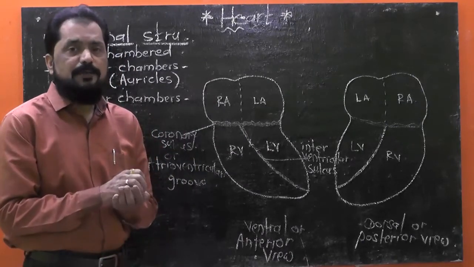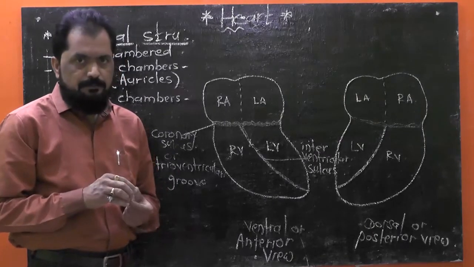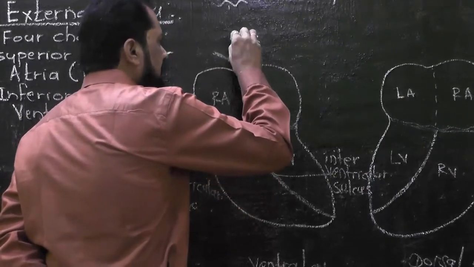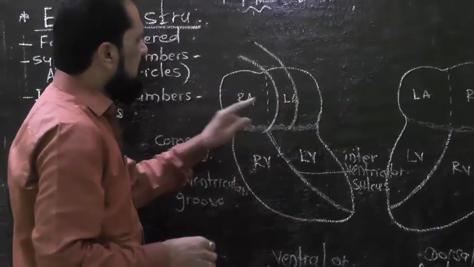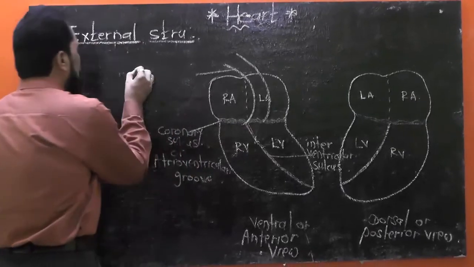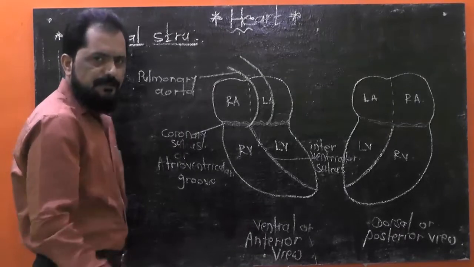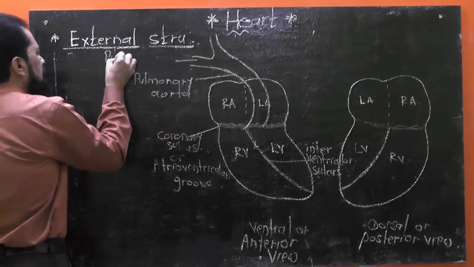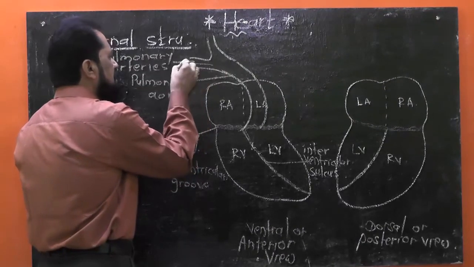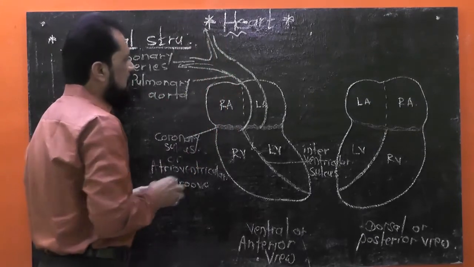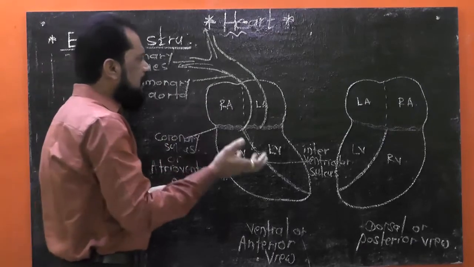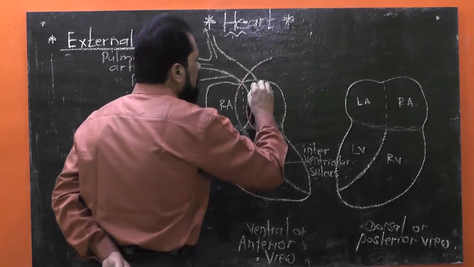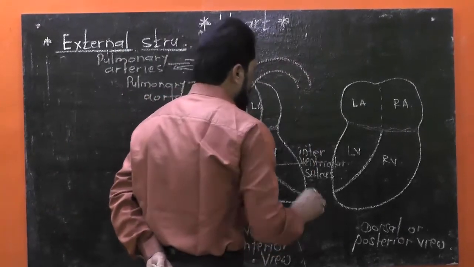Let me tell you. A large blood vessel known as pulmonary aorta, arising from the right ventricle, and it runs upward. This large blood vessel arising from the right ventricle is known as pulmonary aorta, and this pulmonary aorta further bifurcates into two blood vessels known as pulmonary arteries. These pulmonary arteries carry deoxygenated blood, impure blood, ashuddha rakta, from heart to the lungs. While another large blood vessel arising from the left ventricle, let me show, known as systemic aorta. Okay, I will label it later on.